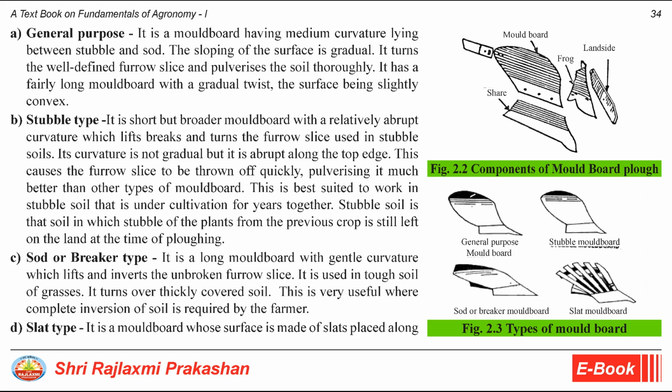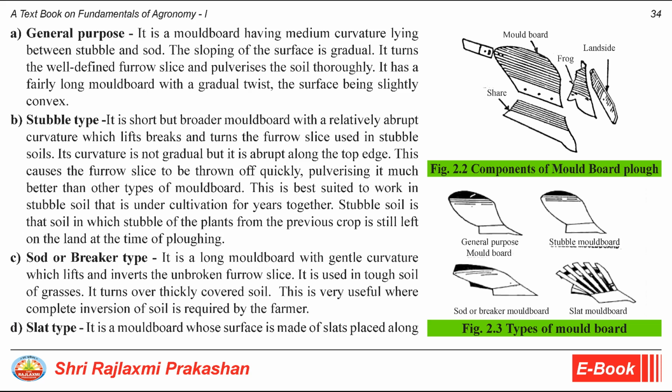It has a fairly long mold board with a gradual twist, the surface being slightly convex. Point B. Stubble type. It is a short but broader mold board with a relatively abrupt curvature which lifts, breaks and turns the furrow slice used in stubble soils. Its curvature is not gradual but it is abrupt along the top edge. This causes the furrow slice to be thrown off quickly, pulverizing it much better than other types of mold board. This is best suited to work in stubble soil that is under cultivation for years together.